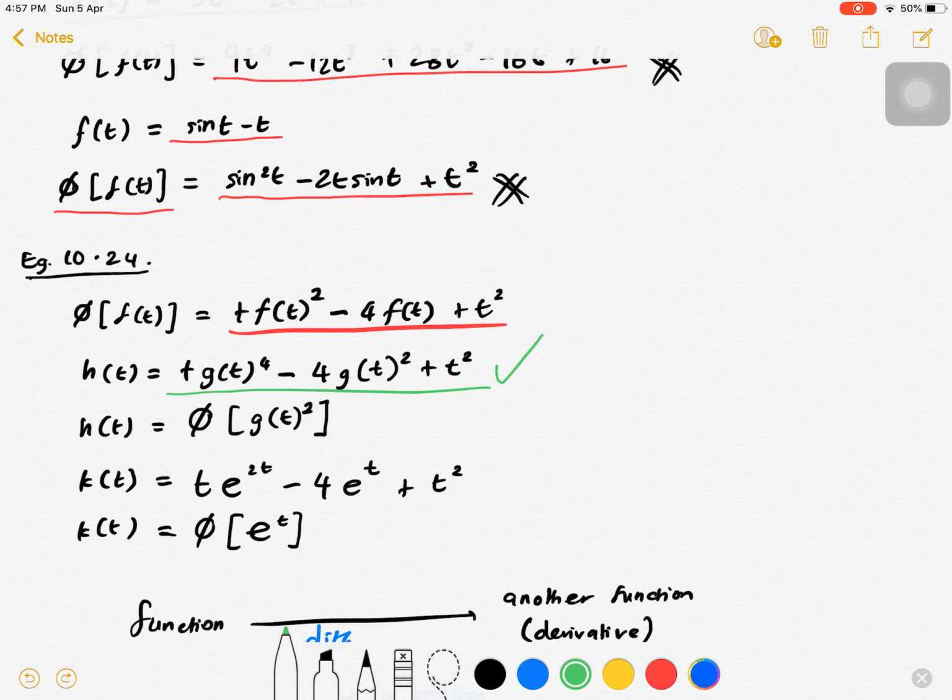So we will get this one as the answer, where actually this function is the outcome of the operation on g square. If you look closely, we have a square right here, but we have power of 4 right here, and we have no power right here, and we have power of 2 right here. That's why we have square right here.